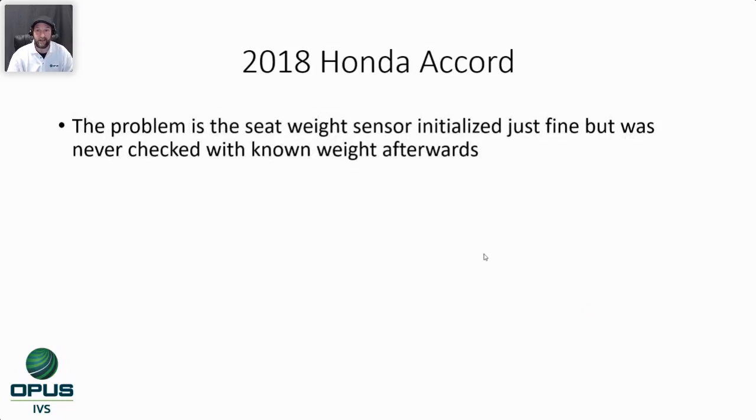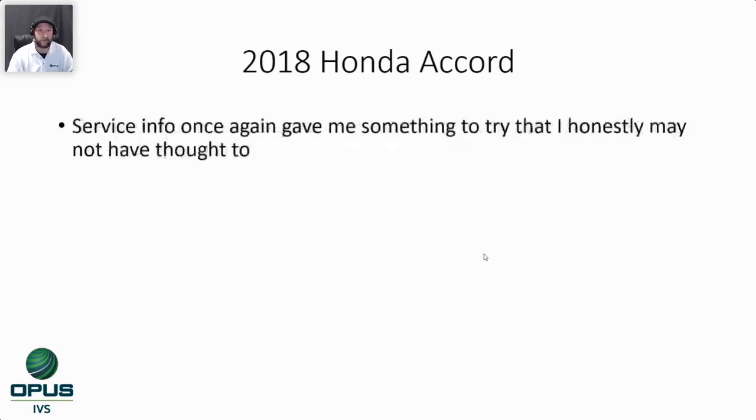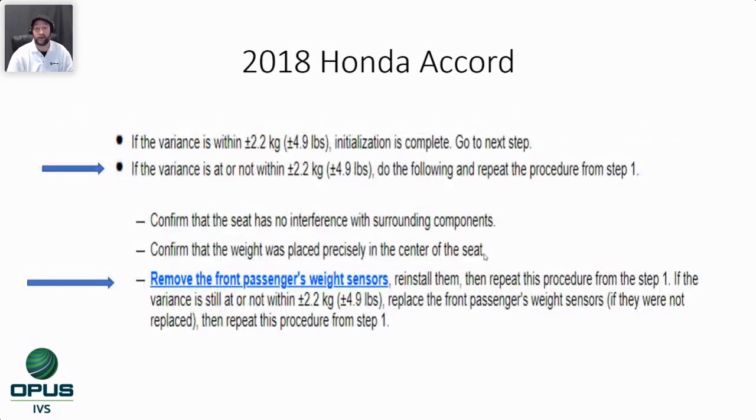And the problem with the seat weight sensor initialized just fine, but it was never checked again with a known weight afterwards. Service info again gave me something to try that honestly I probably would not have thought of if I had not actually gone in there and read it a little bit deeper. So it said on there, if the variance is not within 4.9 pounds, right? Now this is with the 44-pound weight on the seat.